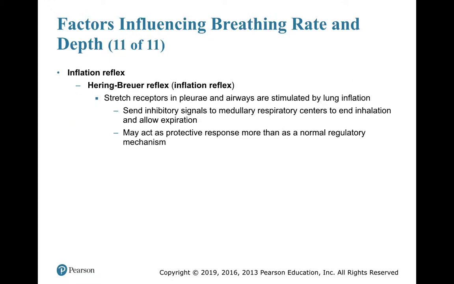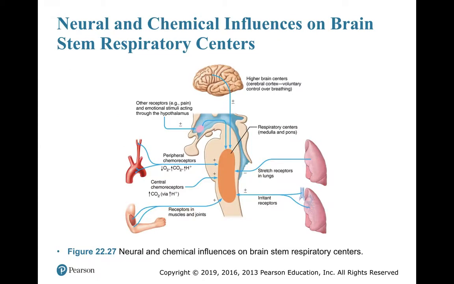The Hering-Breuer reflex, the inflation reflex: there are stretch receptors in the pleurae and airway that are stimulated by lung inflation. They send inhibitory signals to the medullary respiratory centers to end inhalation and allow expiration. That probably serves as a protective response so that lungs are not overinflated, more than a normal regulatory mechanism. So there are a number of neural and chemical influences on the brainstem and respiratory center. And again, I would encourage you to check this figure out in your book.